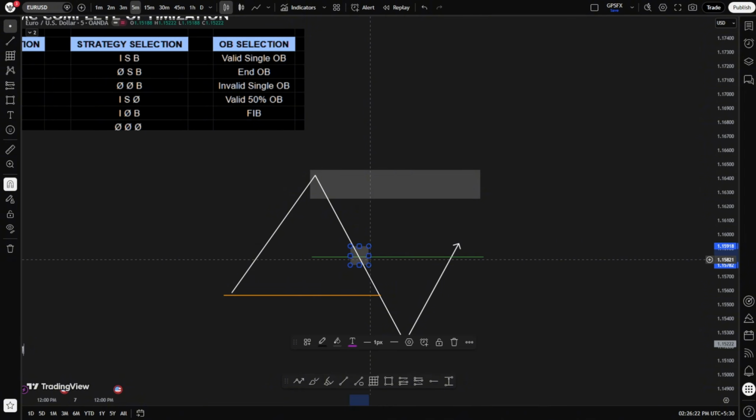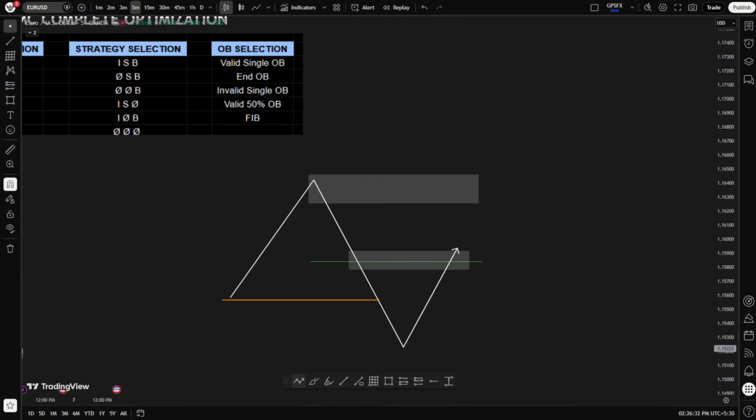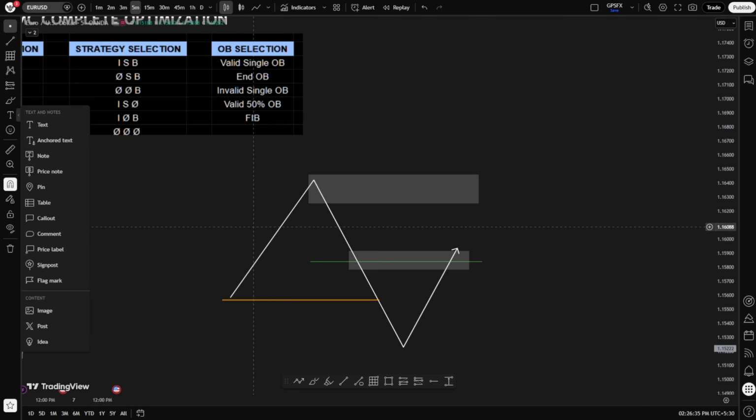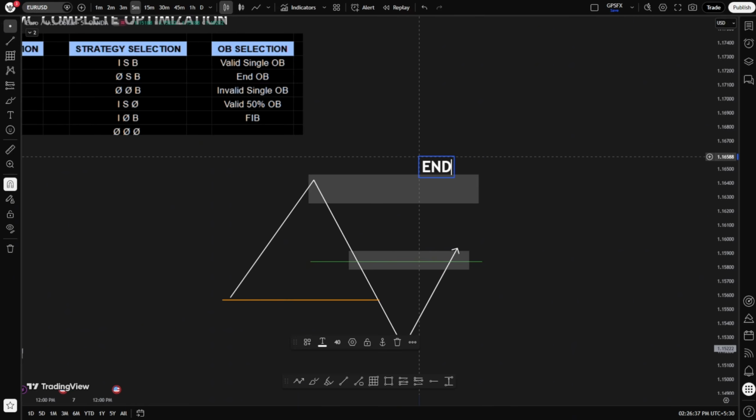This order block is usually somewhere here. You don't have to be very rules based in this. You should use a little bit of discretion based on your experience. Okay guys, so this is the 50% order block. Let me write all these things. This is extreme order block or end OB, and this is 50% order block.